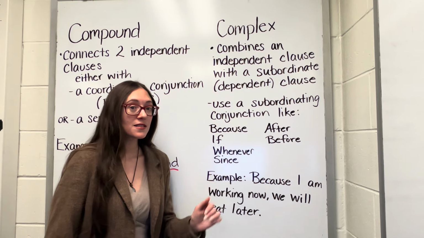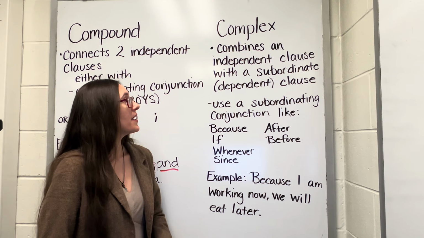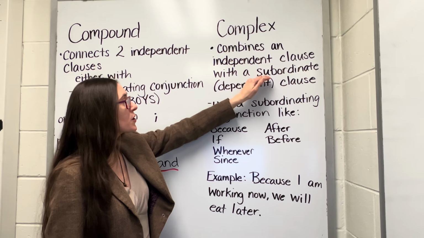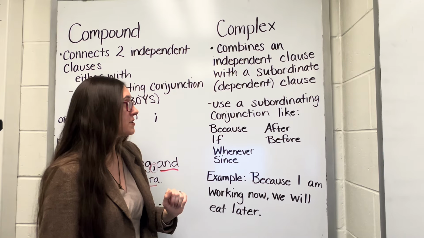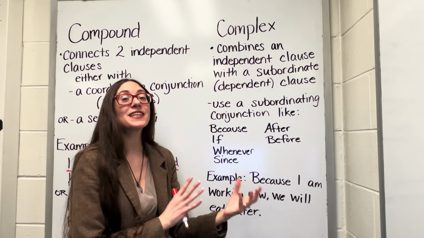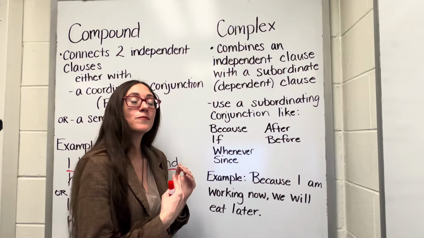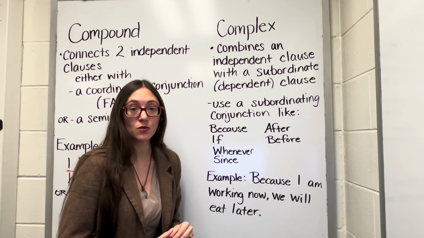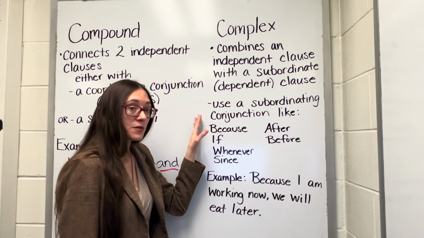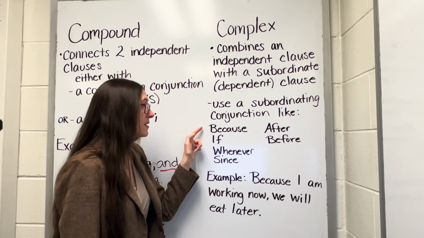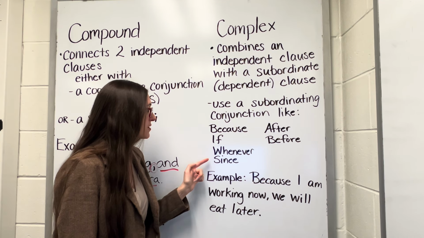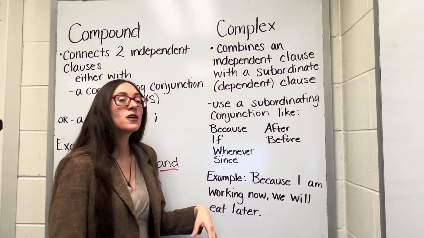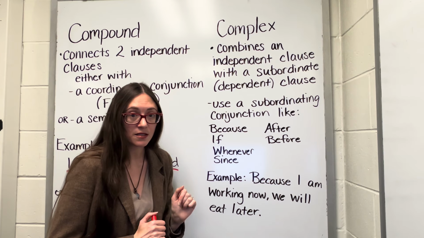Now, complex sentences are slightly different. They combine an independent clause, that full sentence, with a subordinate, also called dependent, clause. So in other words, they are connecting a full sentence with a part of a sentence, a phrase or a clause that cannot be a sentence on its own. In order to do this, you use a subordinating conjunction like because, if, whenever, since, or some prepositions, after, before. These words will help you create a complex sentence.